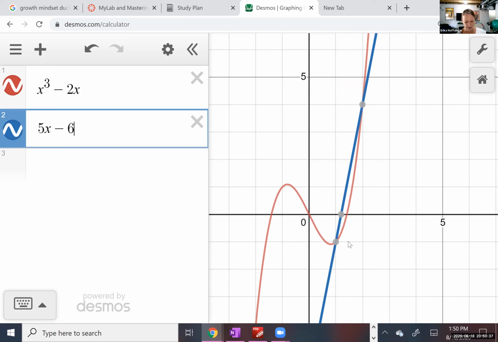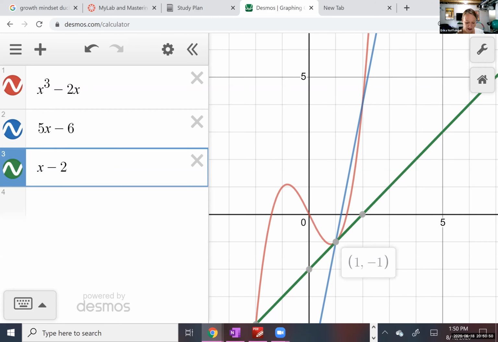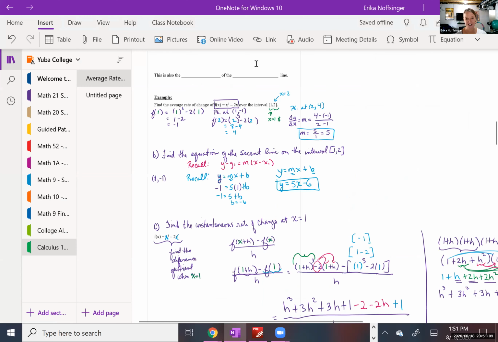And now let's look at what's happening at 1. If I look at the graph of the tangent line, that's y equals x minus 2. So directly at this point here, the instantaneous rate of change is 1, and this is the equation of our tangent line. So that is pretty much an average rate of change and kind of getting you into what instantaneous change is. And we'll look a little more at this tomorrow.